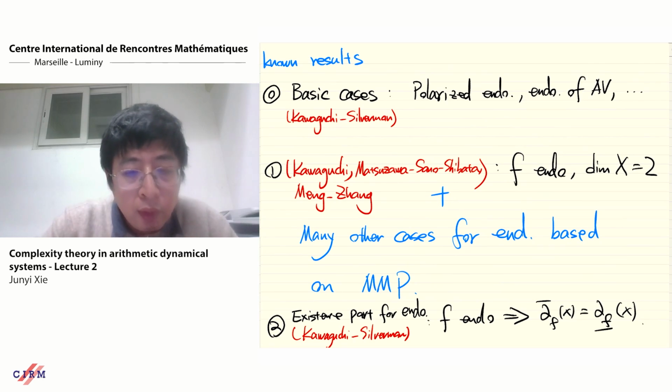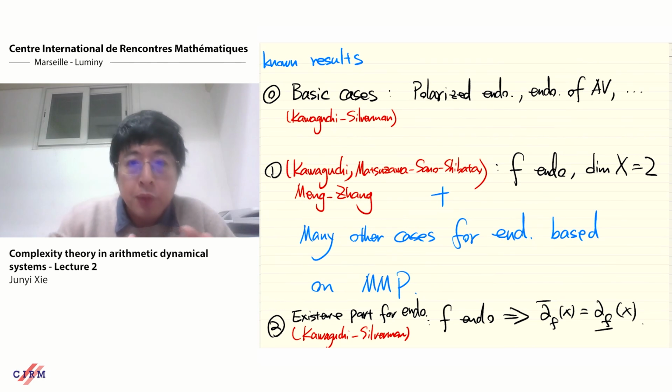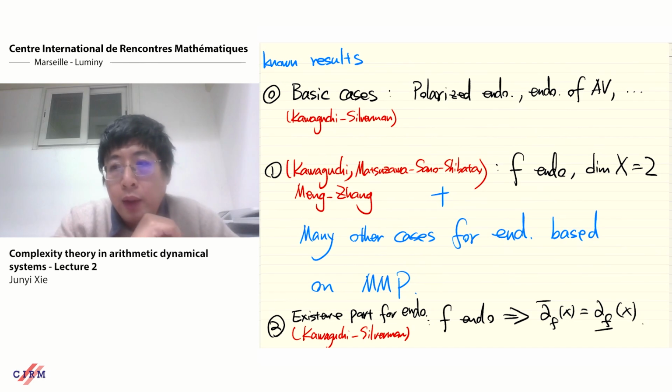And I think there is also an important work by Kawaguchi and Silverman. They prove the existence part for endomorphisms of projective varieties. You see that in the Kawaguchi-Silverman conjecture there are two parts. The first part is the existence of the arithmetic degree. I think this is still quite difficult in the rational self-map case, but for endomorphisms it was already proved by Kawaguchi and Silverman.